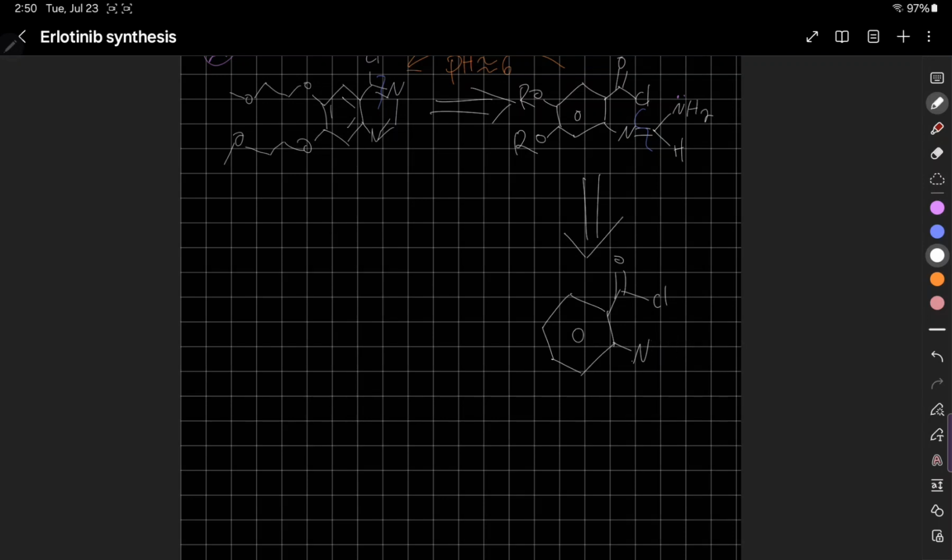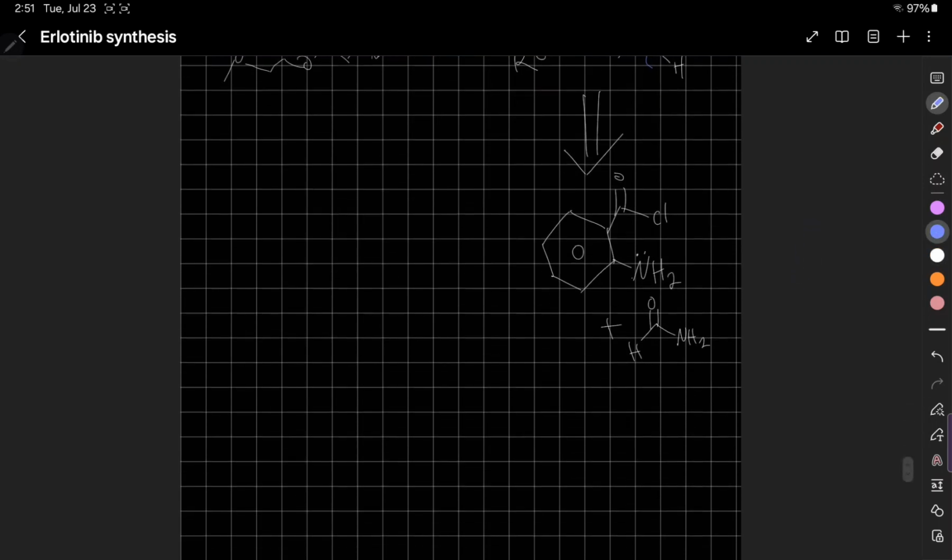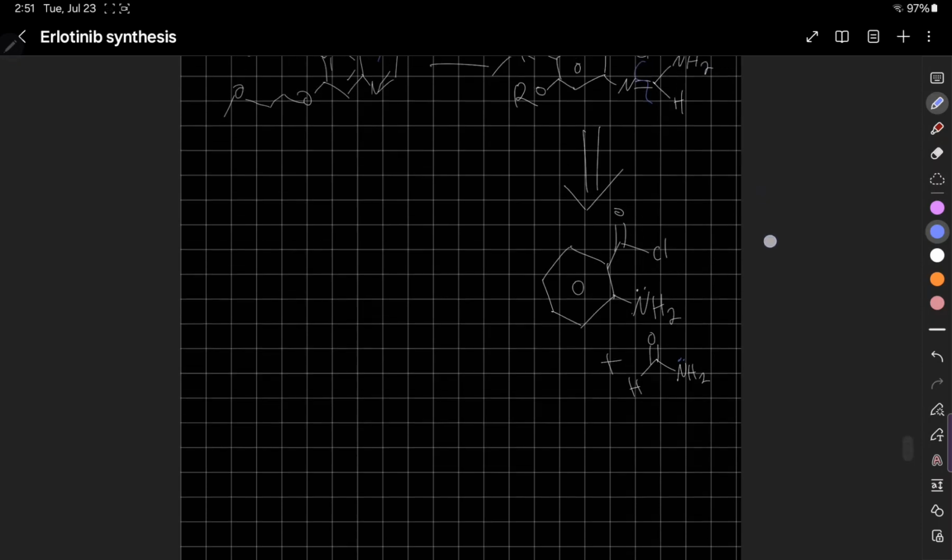So that should leave us with this aniline type substituent here, and our amide, a formamide, which I don't really see very often. But as you can see, there are a couple little things that we need to look out for. The amide can form an imine here, given the right conditions.